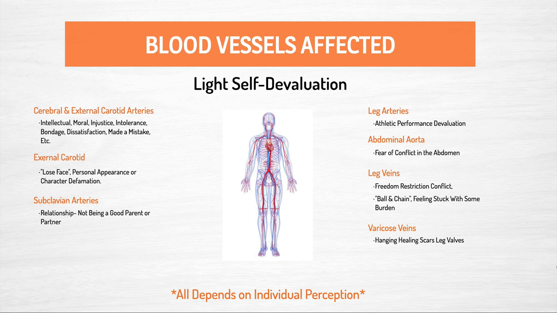The leg veins. This one's interesting too, a freedom restriction conflict, or a ball and chain, feeling stuck or burdened by some situation. And then varicose veins is a self-devaluation again, could be the ball and chain, and it's a hanging healing. So the valves of the vessels themselves become scarred and they don't function as well because of ongoing back and forth self-devaluations.